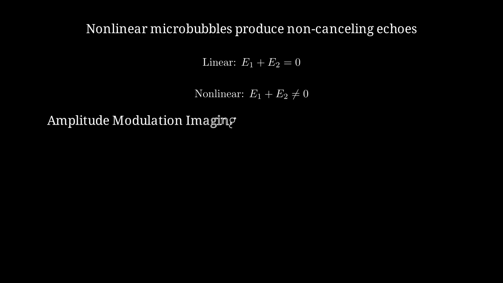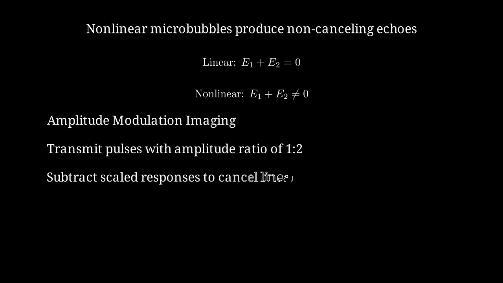Amplitude modulation is another technique, using multiple pulses at different amplitudes. Transmit 2 pulses with amplitude ratio of 1 to 2. Subtract the appropriately scaled responses to cancel linear tissue echoes while preserving nonlinear microbubble signals. The processed signal equals echo 2 minus 2 times echo 1, isolating nonlinear components.